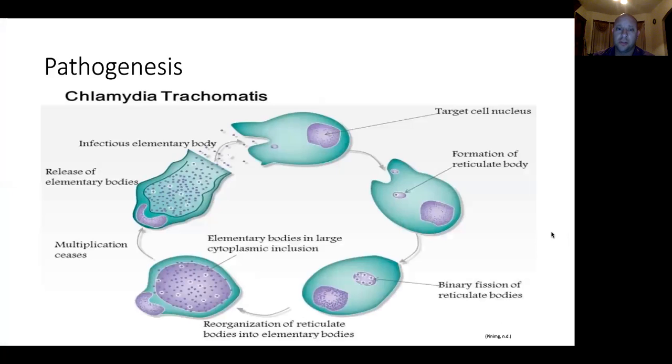All right, so let us discuss a little about the pathogenesis of Chlamydia trachomatis. Again, they target the cell nucleus, and then they form those reticulate bodies.